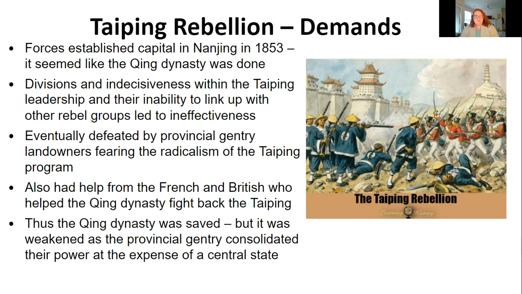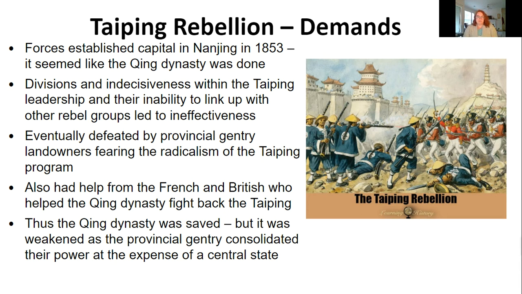It was over with. But there was this division and indecisiveness within the Taiping leadership, and their inability to link up with other rebel groups led to widespread ineffectiveness. And eventually they were defeated by the provincial gentry, landowners, the ones that they had initially said needed to give up their land. Yeah, they were defeated by those landowners.